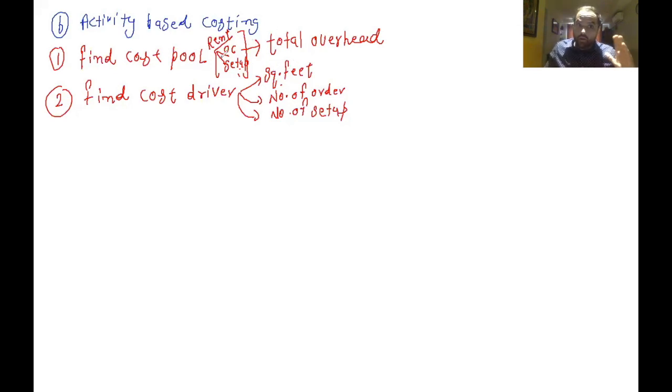So cost pools and cost drivers are given in your question, but you have to be very careful. Don't mix up the drivers, right? Keep them separate: four pools, four drivers. So remember this. Step three is overhead rate or absorption rate.